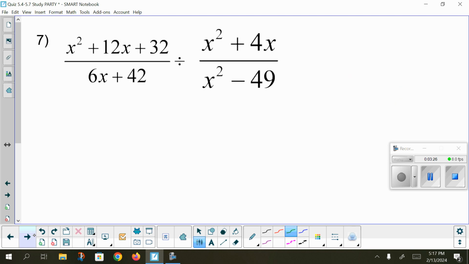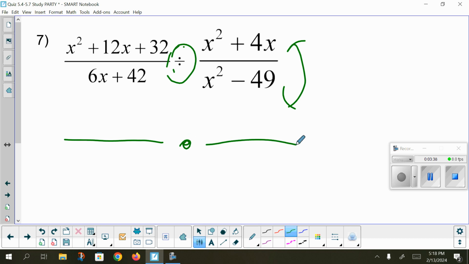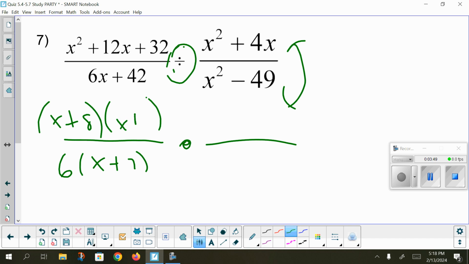This next one's going to be real similar to the one we just finished, but we have a division sign. To divide by a fraction, here's a tip. Keep, change, flip. So you're going to change it to a multiply sign, flip this one upside down. There's going to be a lot of factoring. We got a common 6 here to factor on the bottom. We can do common or old-fashioned on the top here. That'd be an 8 and 4.